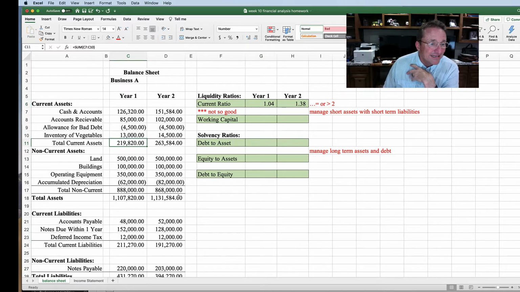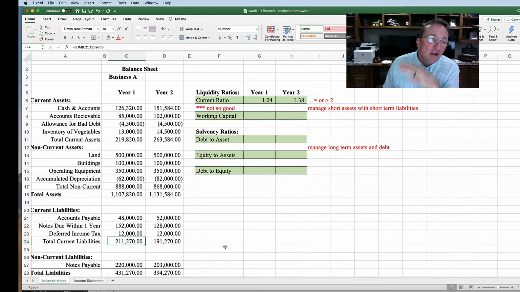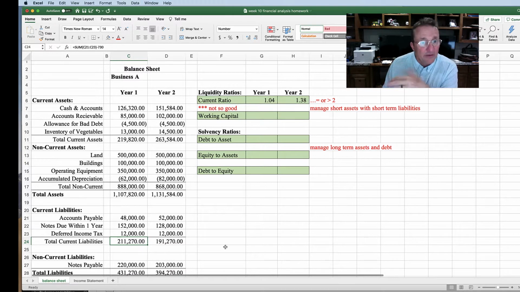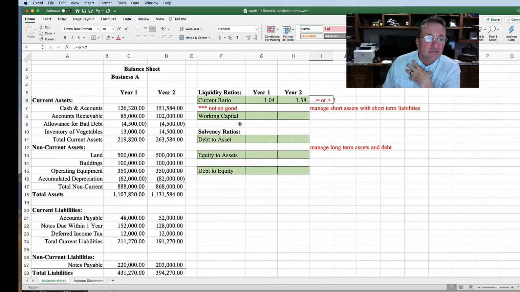We have 219,820. We've got liabilities of 218,270. Anything goes wrong here and all of a sudden you are not liquid. We're liquid here. We just have enough, but we don't have the goal. 1.38 is getting a lot better. We still don't have the goal, so this is not so good.